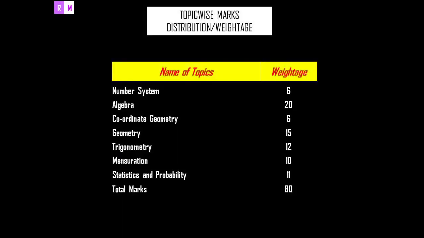Topic wise, our mark distribution will be like this: number system 6 marks, algebra 20, coordinate geometry 6, geometry 15, trigonometry 12, mensuration 10, statistics and probability 11. So the total marks are 80.